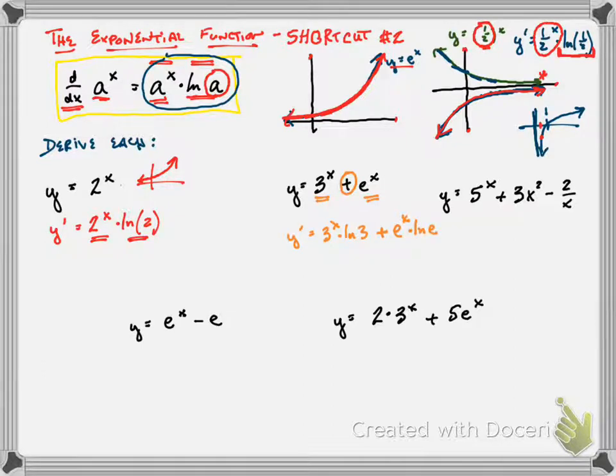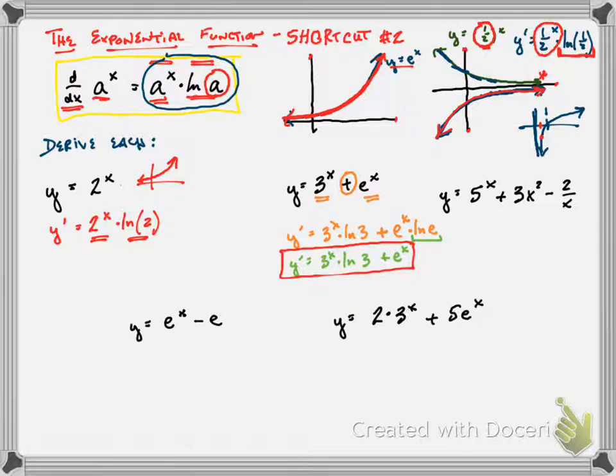But keep in mind again that the natural log of e is 1, and so we just write plus e to the x. In other words, y prime would be 3 to the x times the natural log of 3 plus e to the x. So again, the derivative of e to the x is a special one. The derivative of e to the x is e to the x.